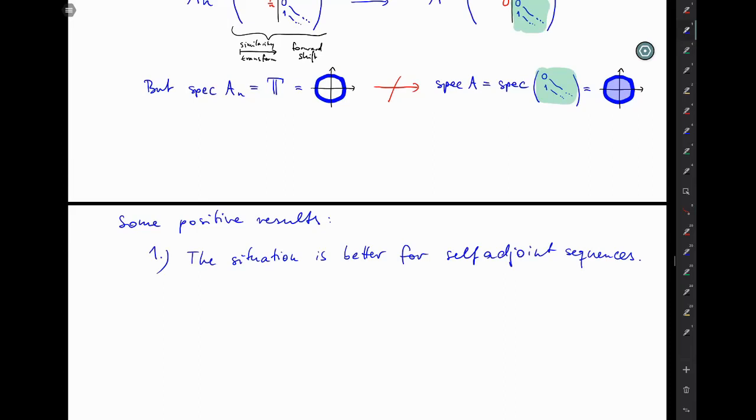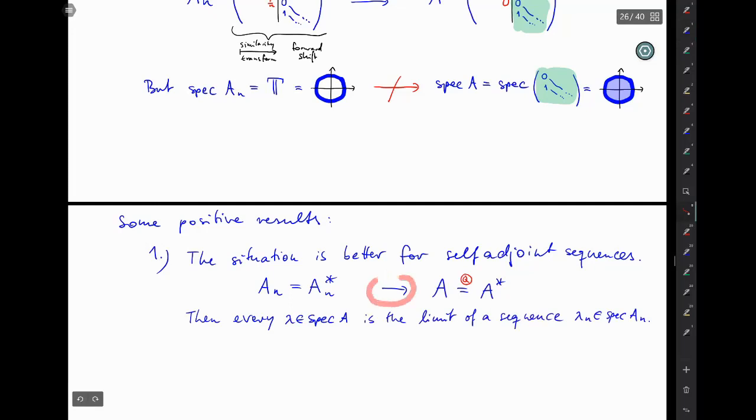The situation is better, let's not quantify how much better, but it's not so bad for self-adjoint sequences. So when A_n equals A_n star and goes strongly to A, which will then also be equal to A star, ask yourself or ask me why this is so. Then one can show that every point in the spectrum of A can be approximated by points from the spectra of A_n. And note that even strong convergence is enough for that statement.